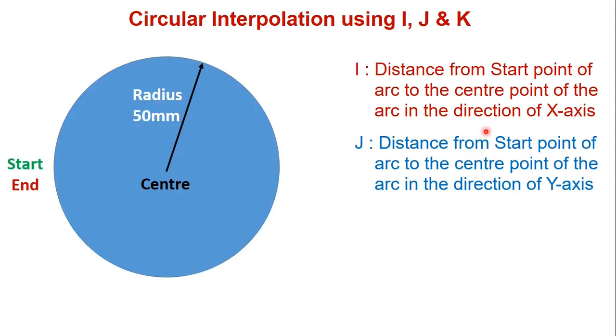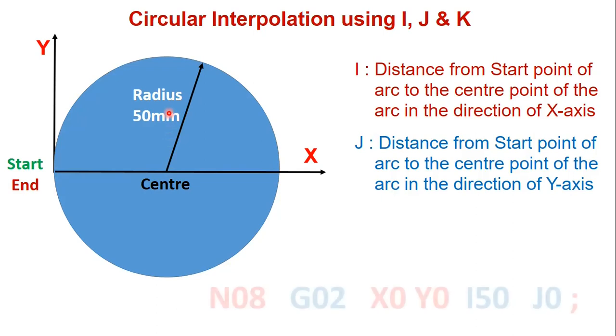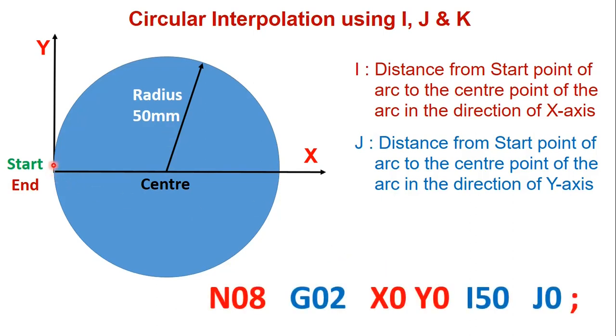So let's start again with our main problem, where we are doing a circular cutting, a complete 360-degree cut, and the starting and end points are the same. So what does the definition of I say? The distance from the starting point of the arc to the center of the arc in the direction of x. What about J, in the direction of y? So what should the command be? Let's say I am doing it like this.